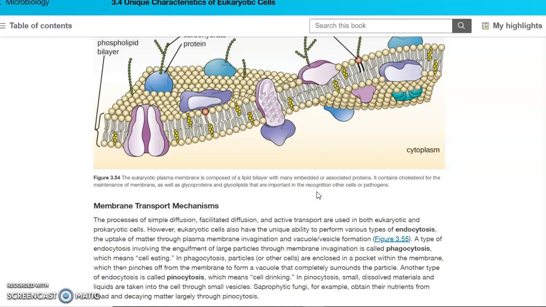However, eukaryotic cells can also perform endocytosis and exocytosis. Endocytosis is a way to take matter into the cell, and exocytosis is a way to have matter leave the cell. There are a couple of different types of endocytosis. We can have phagocytosis, which means cell eating. So this would be the transport of solid particles. And then pinocytosis, or cell drinking, would be bringing in liquid particles.